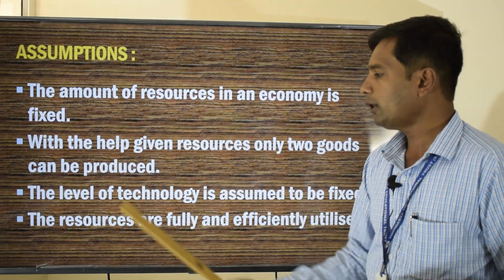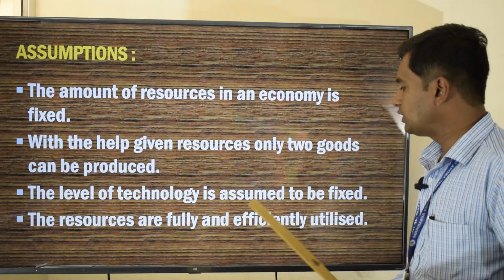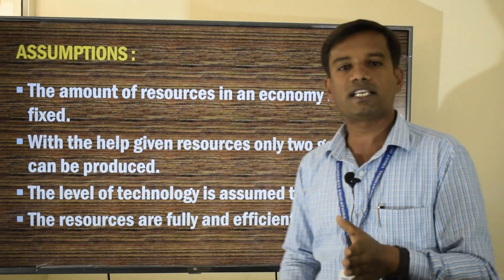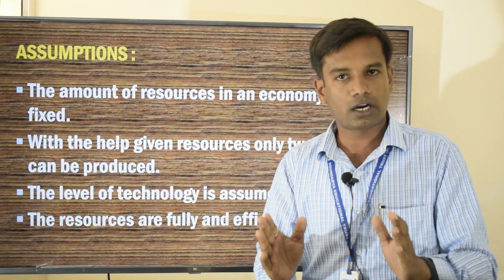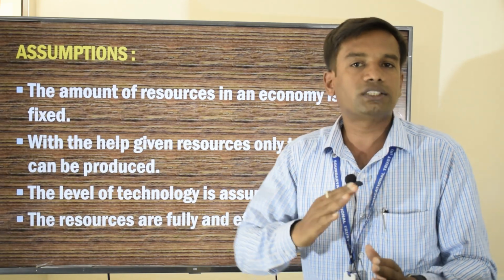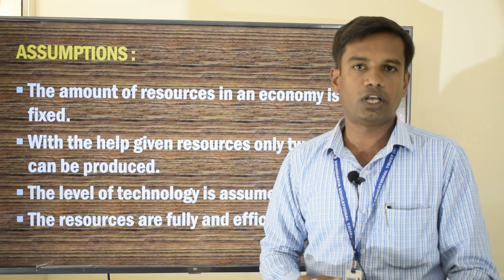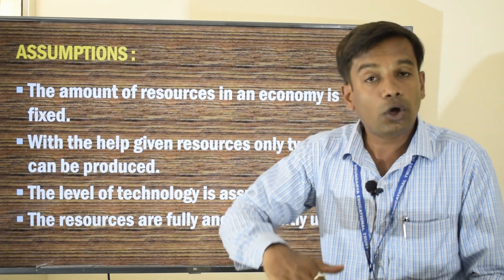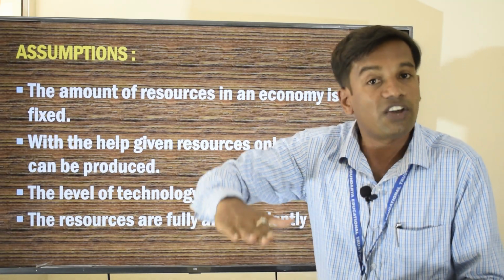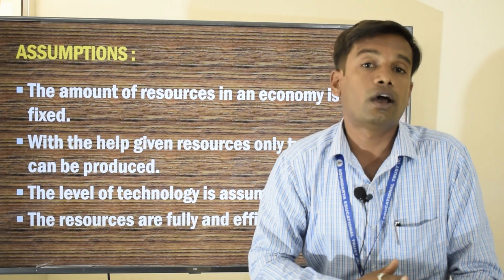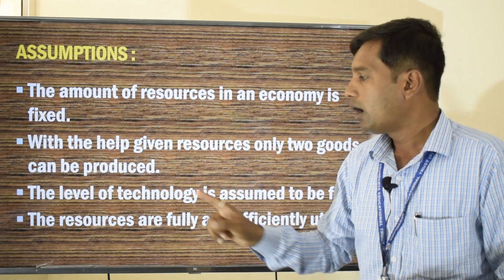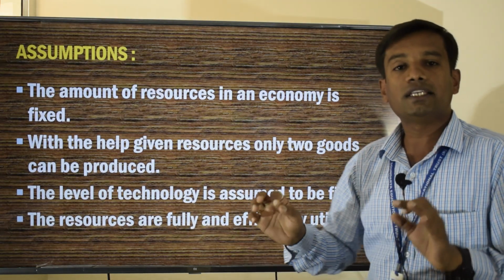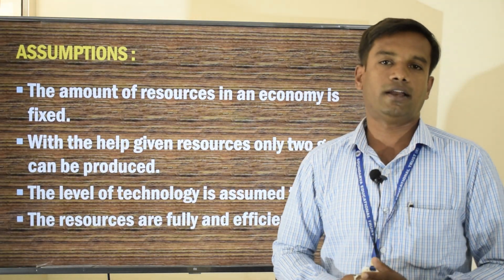Third one. The level of technology is assumed to be fixed. Even technology also we need to assume as fixed or constant. We cannot see any changes in the technology. What happens if the technology changes? Even the production level also increases or decreases. So that is why the third point says that the level of technology is assumed to be fixed.